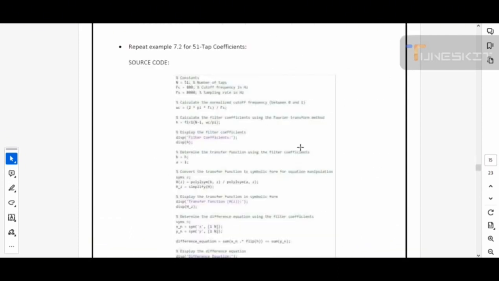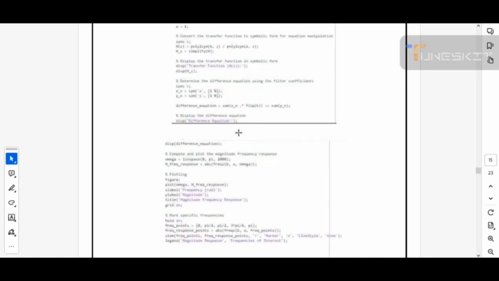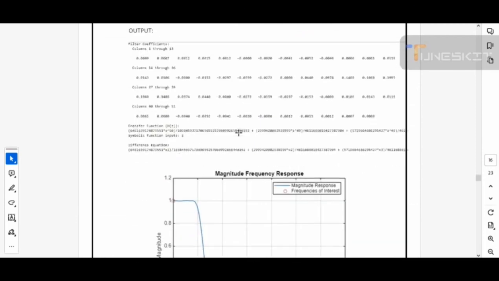In the next task, the one thing that is different is the number of taps. Here we have to use 51 taps, so we just have to change that, and this one is the output.